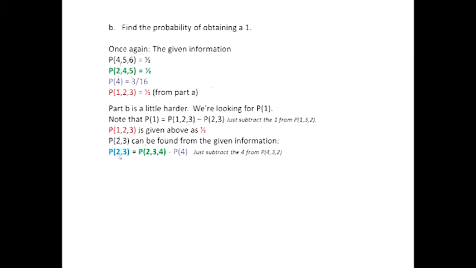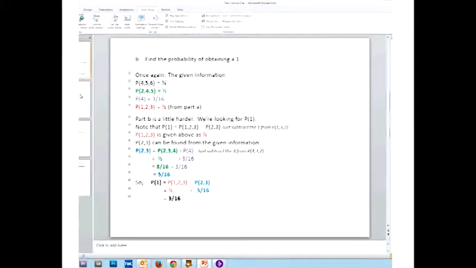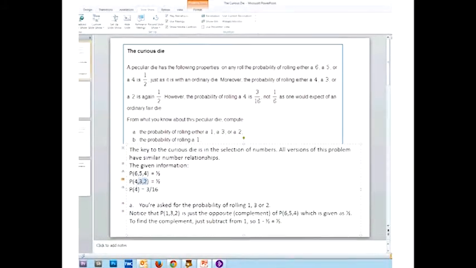because 2 and 3 is just the probability of 2, 3, 4. Wait a minute. Why do I have 2, 3, 4? Our original was here, 2, 3, 4.